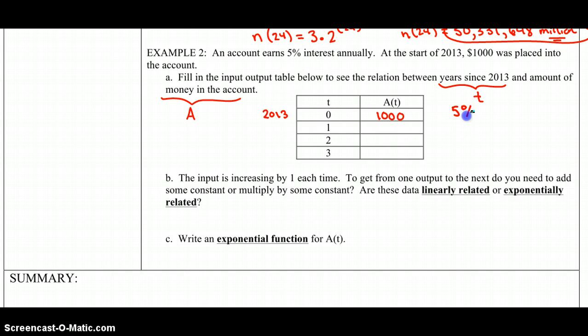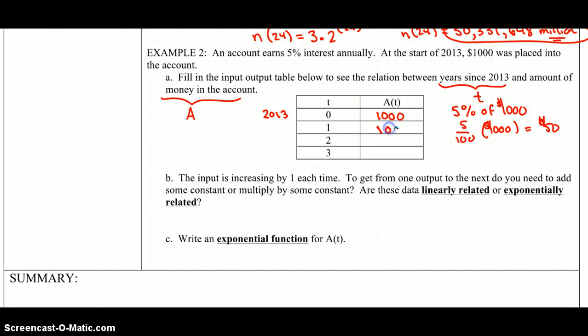So if we do 5% of 1,000, 5%, percent means divided by 100, multiplied times 1,000, so we're going to get $50. So 5% of $1,000 is $50. Remember, interest is money that gets added to your account. So 1 year later we don't have $50 in the account. That would be a terrible investment. This is the additional money that gets put into our account.